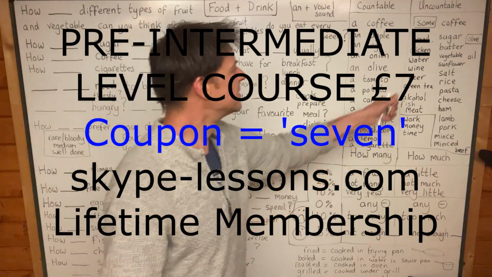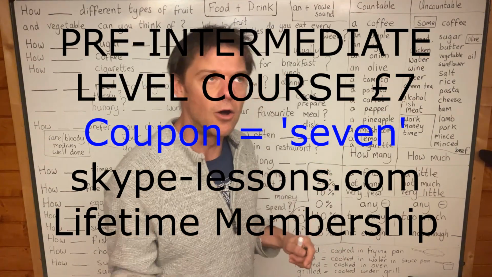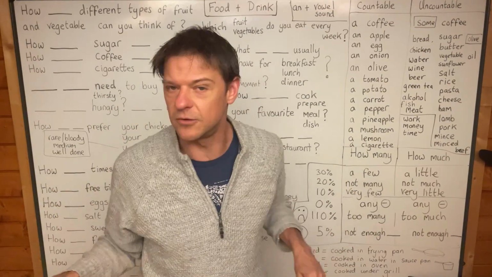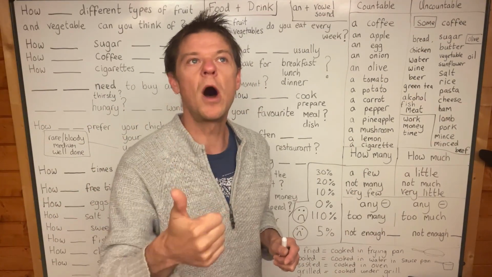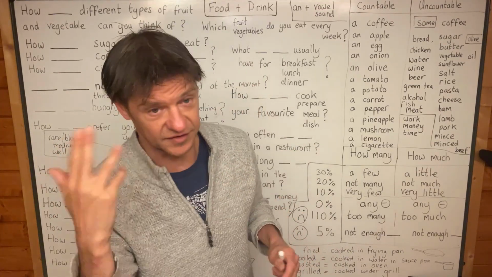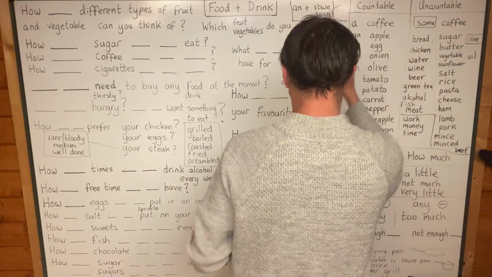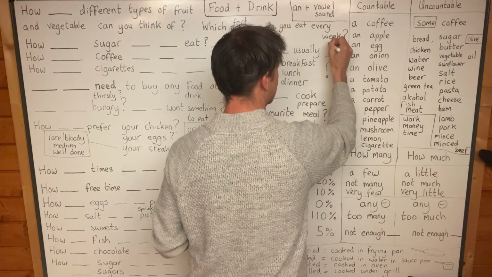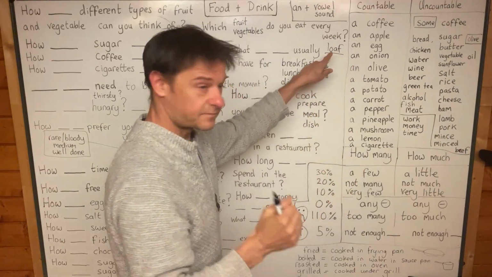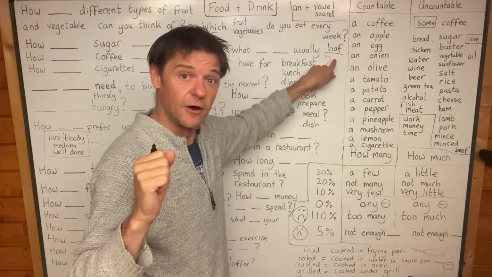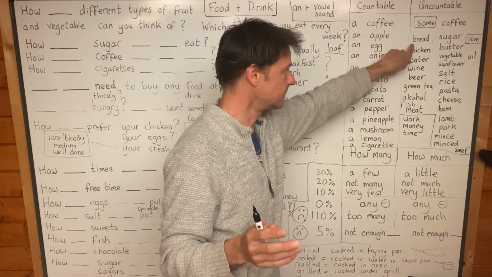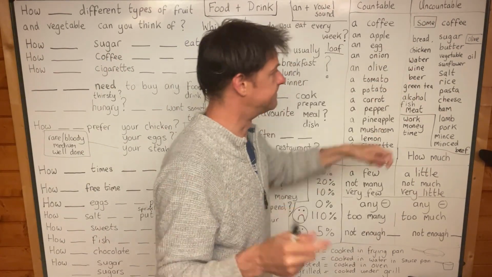Can you count bread? No, you can't say one bread, two breads, three breads. You must say one loaf of bread, two loaves of bread. I haven't got much space on my board, I'm sorry, but a loaf of bread. You can count loaves of bread. You can say one loaf, two loaves, three loaves, but you can't count bread, okay?